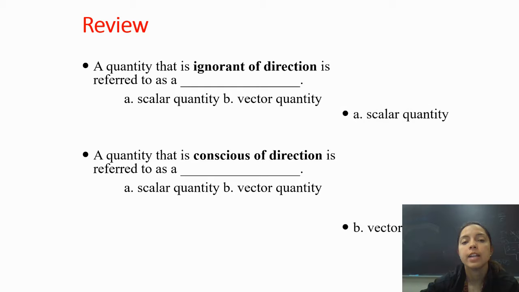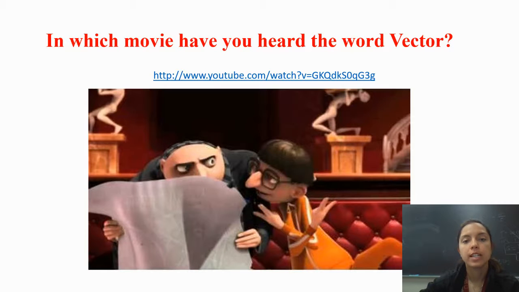So we know that a scalar quantity is the one that does not take direction into consideration, only the magnitude. Then for the second question, the answer would be vector quantity, because vectors are the ones that take into consideration both the magnitude and the direction. And you guys can click on this link and watch this video on your own time. It's about which movie you have heard the word vector.